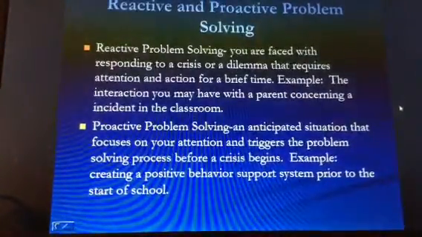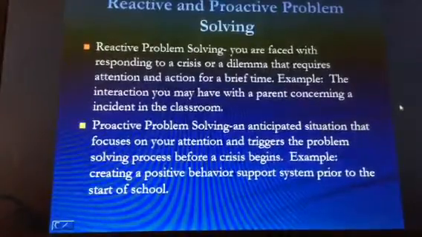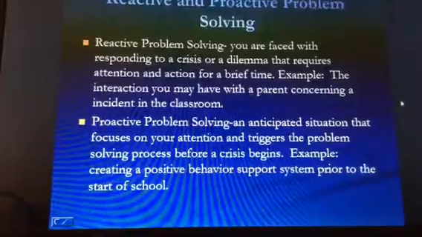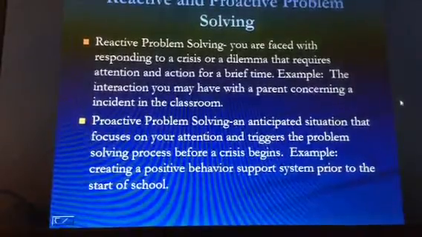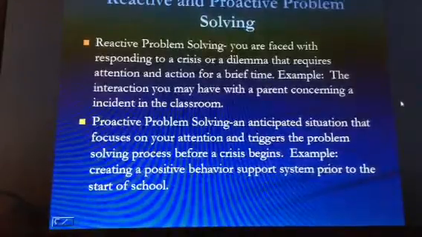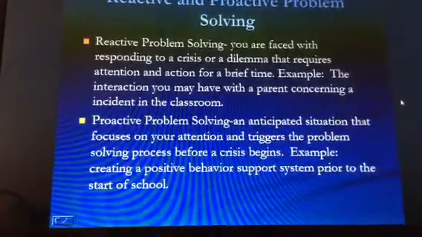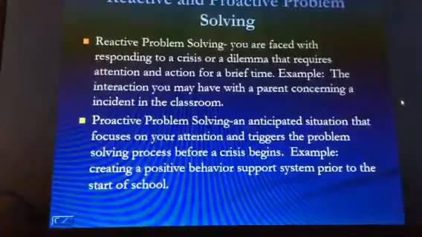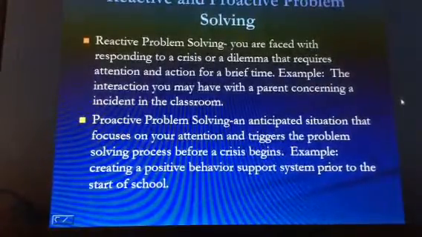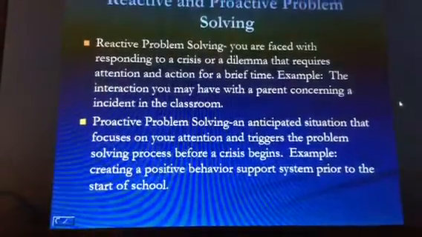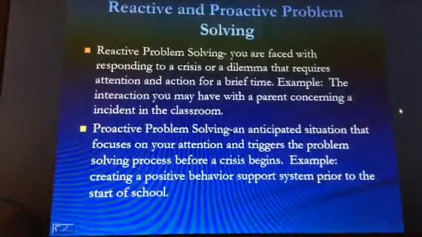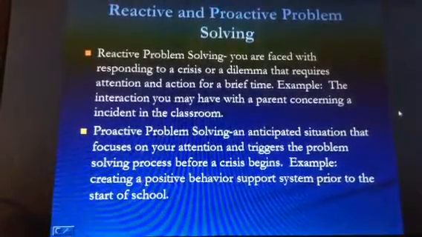Reactive and proactive problem solving. Reactive problem solving: you are faced with responding to a crisis or a dilemma that requires attention and action for a brief time. An example would be the interaction you may have with a parent concerning an incident in the classroom or even the lunchroom. Proactive problem solving is an anticipated situation that focuses your attention and triggers the problem solving process before the crisis begins. An example may be creating a positive support system prior to the start of school.